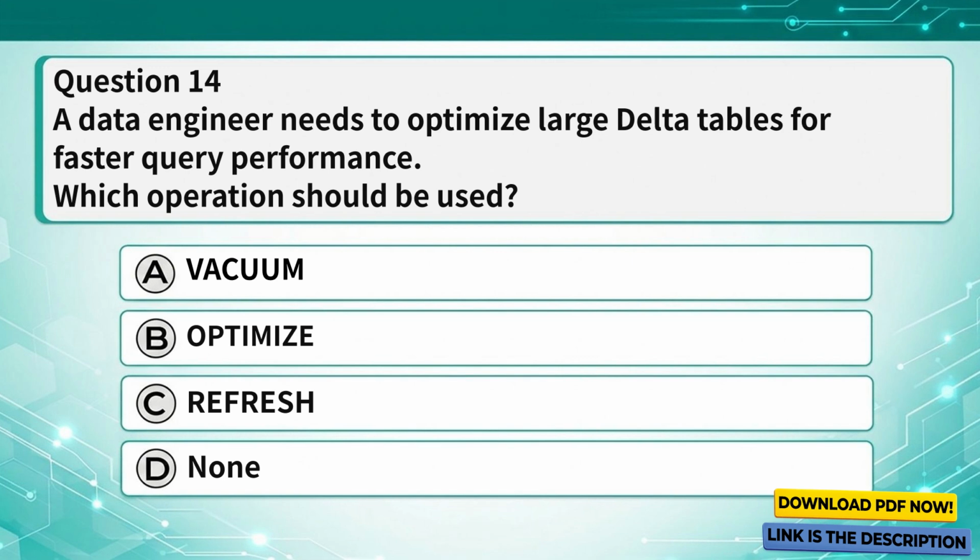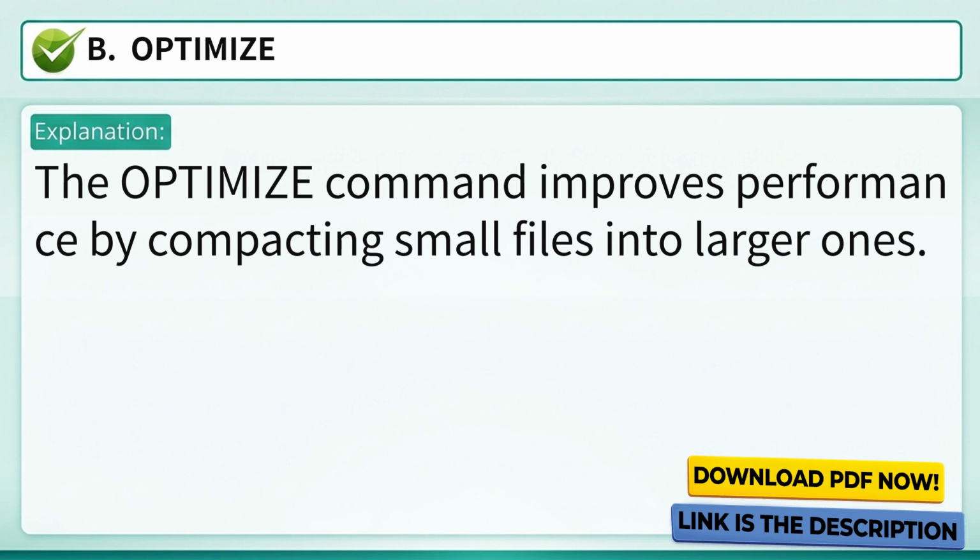Question 14. A data engineer needs to optimize large Delta tables for faster query performance. Which operation should be used? A. Vacuum. B. Optimize. C. Refresh. D. None. Correct answer: B. Optimize. Explanation: the optimize command improves performance by compacting small files into larger ones.